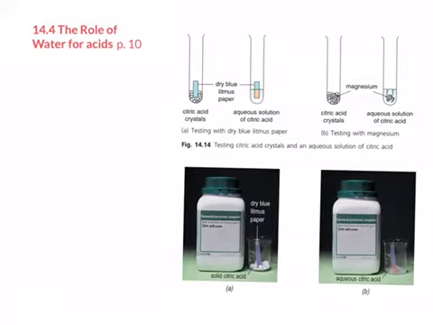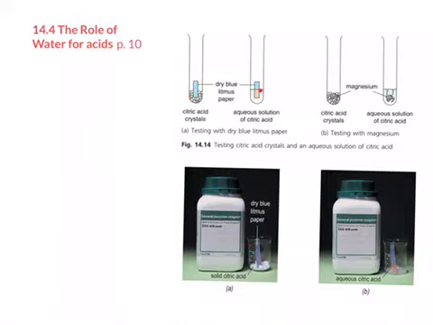Now in chapter 14.4, page 10, I would like to show you that water is very important for acids. If we have citric acid in crystalline form, or what we call solid form, when it is not dissolved into water, and we put dry blue litmus paper into the citric acid, although it is called citric acid, it still has no acid property.